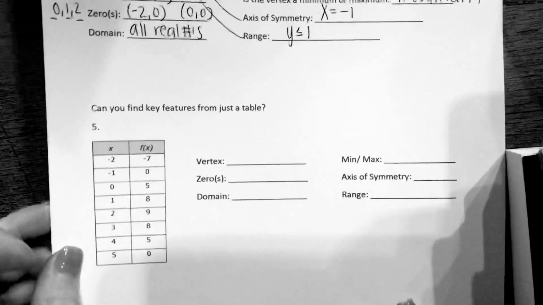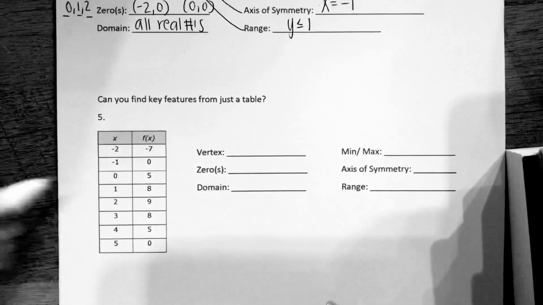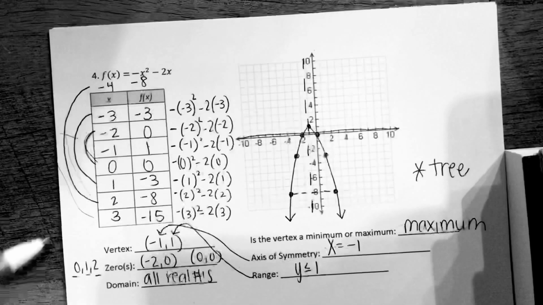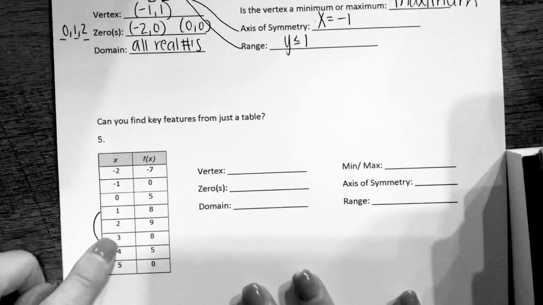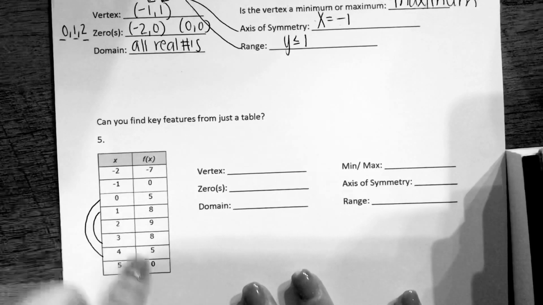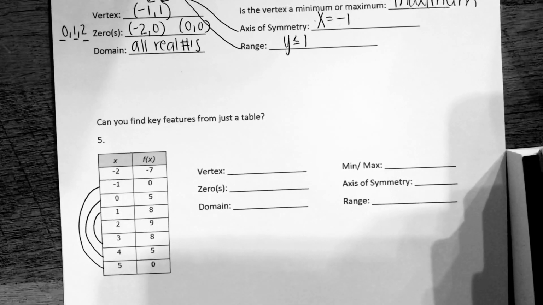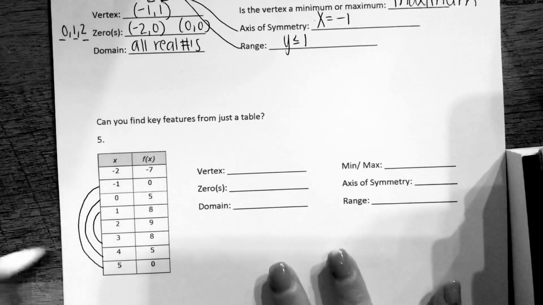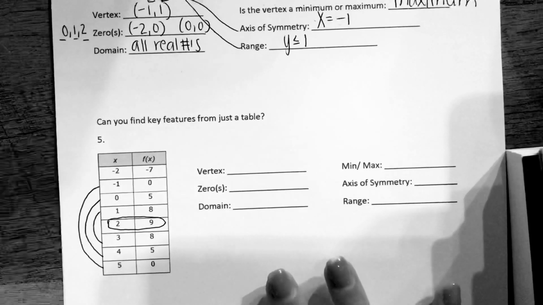If not, I'm going to keep moving along to the next situation where we are looking at only a table to find key features. When we are given only a table, we want to find some sort of pattern. Now, if you notice in previous problems, I've been connecting mirrored points, meaning the y values that repeat. If I look, x values 1 and 3 both have y values of 8. Then x values 0 and 4 both have y values of 5. And then x values of negative 1 and 5 both have y values of 0. If you look specifically in here, there's a point that is being built around.